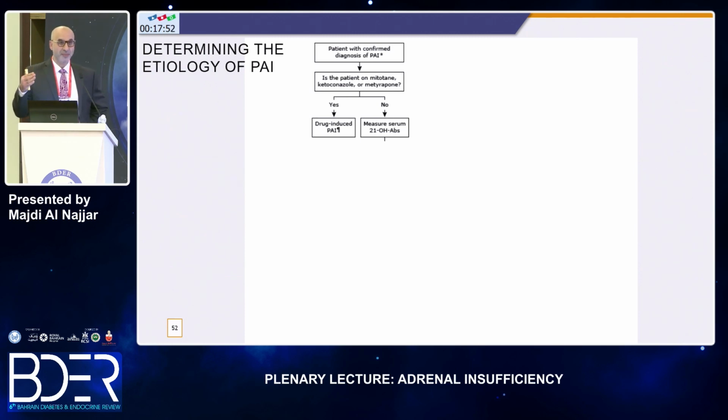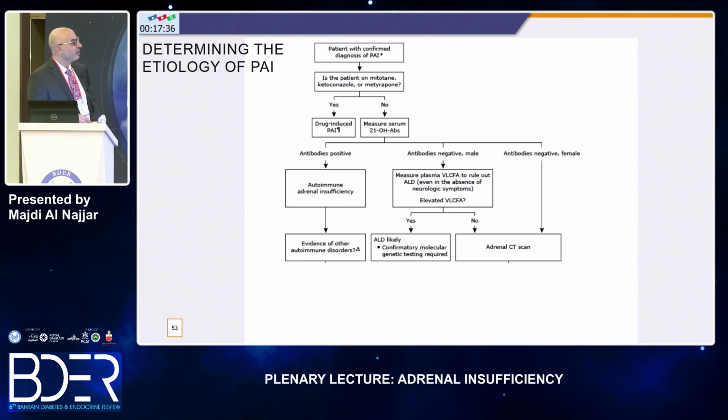So the first step, AM cortisol or Cosyntropin test to confirm adrenal insufficiency. Next step, ACTH level to localize the disease. If the ACTH is high, then it is primary. After that, we look for the cause of the primary. We measure 21-hydroxylase antibodies. If the antibodies are positive, then this is autoimmune adrenal insufficiency.